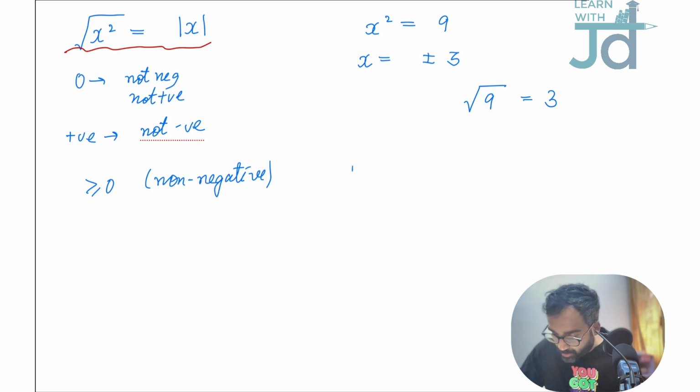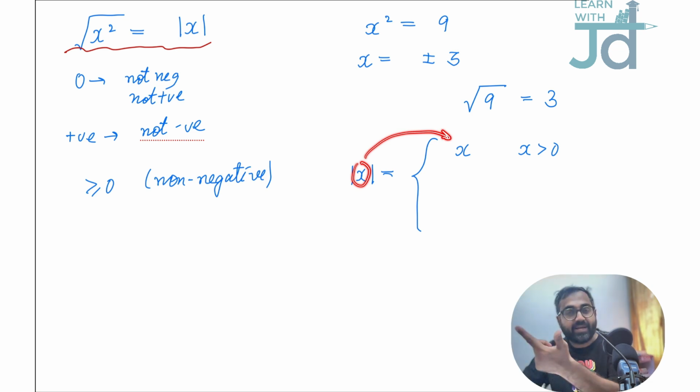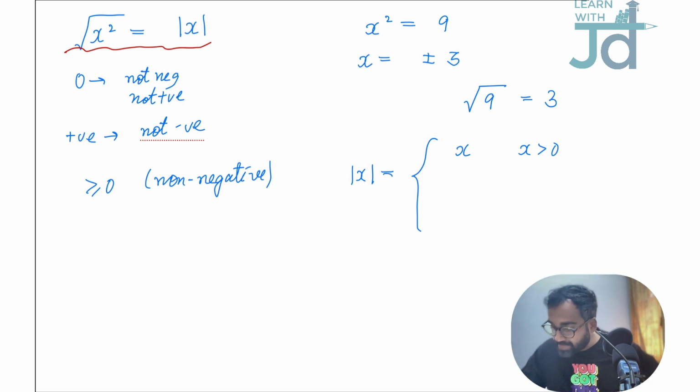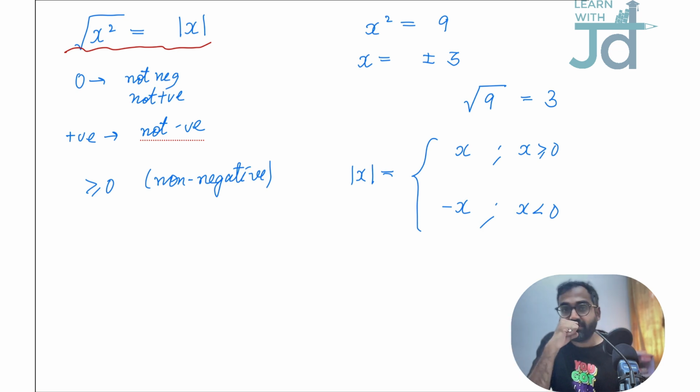And what is mod x? I hope you know what is mod x. Mod x means, for x greater than 0, if it is a positive value, whatever is inside will come outside as it is, x. And if x is negative, the negative of whatever is inside will come outside, so minus x. Now the equal to 0, you can put it anywhere. You can toss a coin. I'm putting it here, doesn't matter because minus 0 and plus 0 give the same answer, 0. So this is mod x.